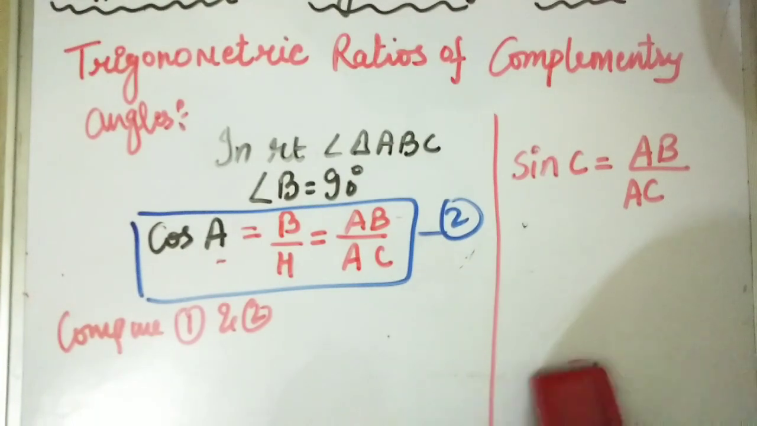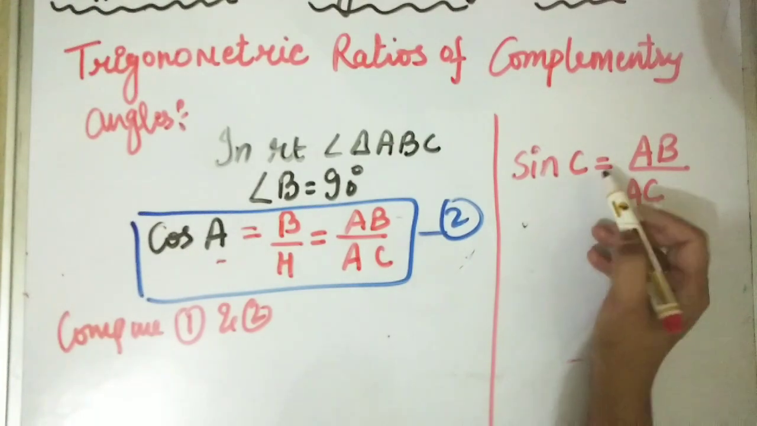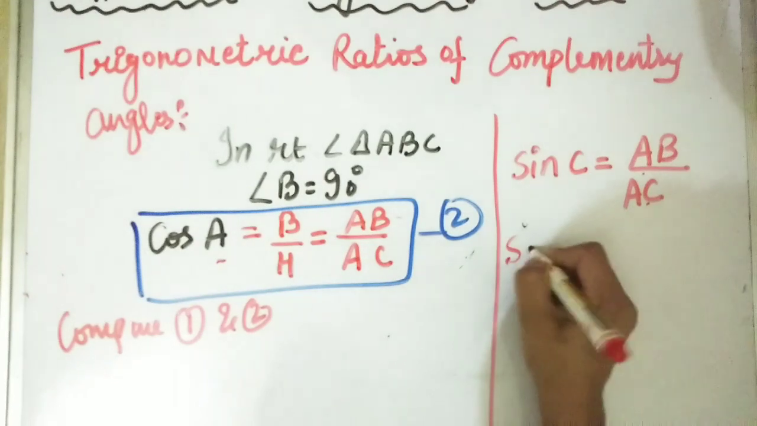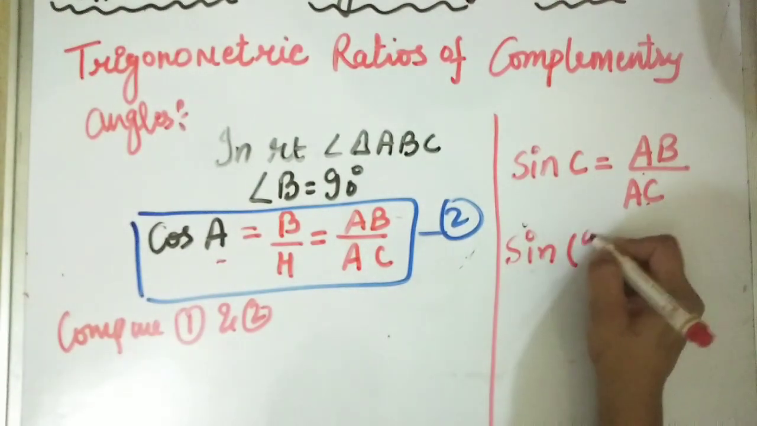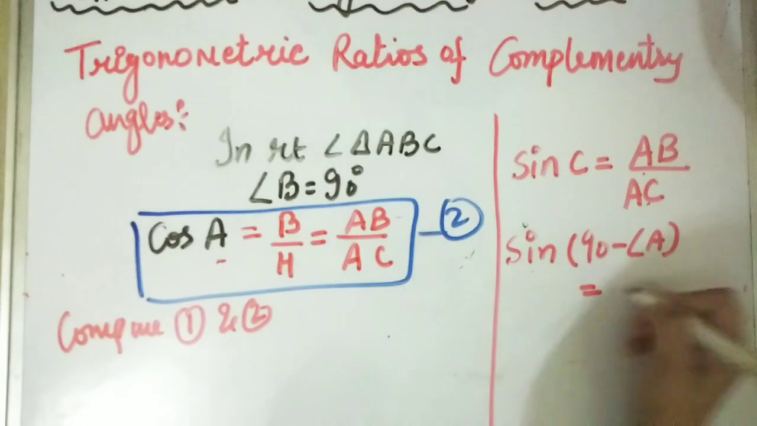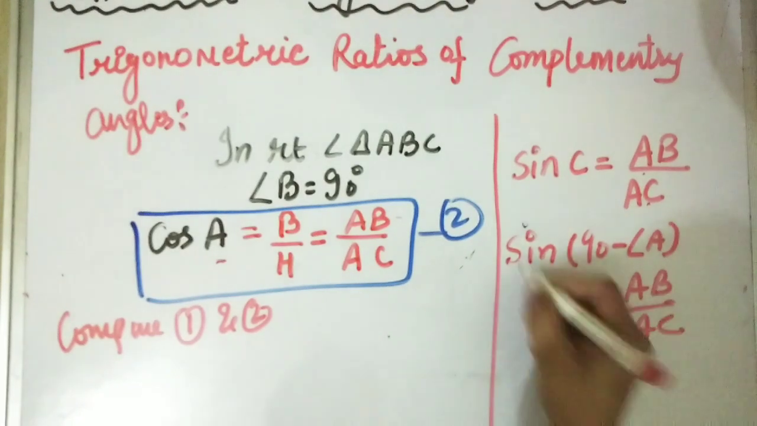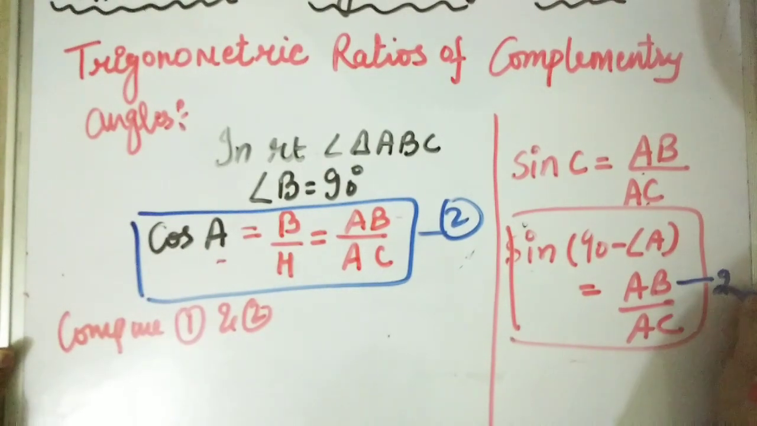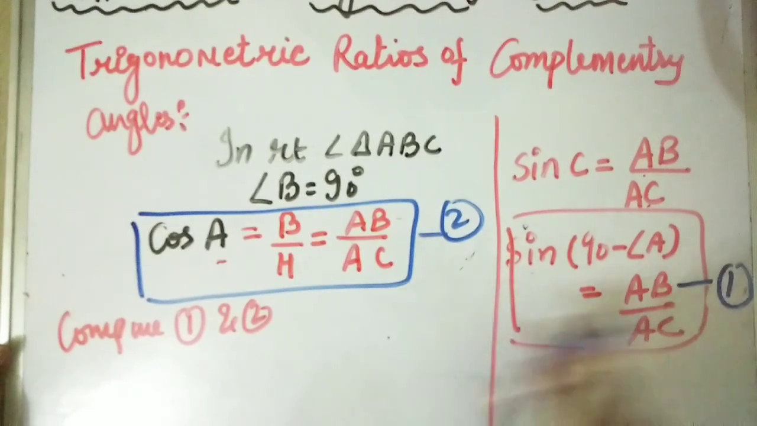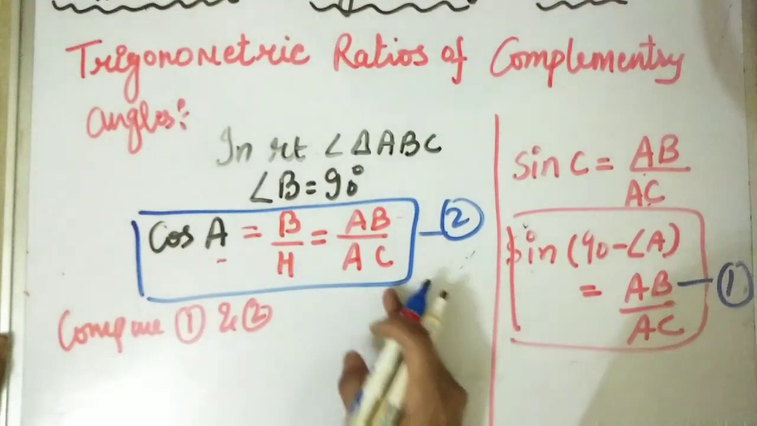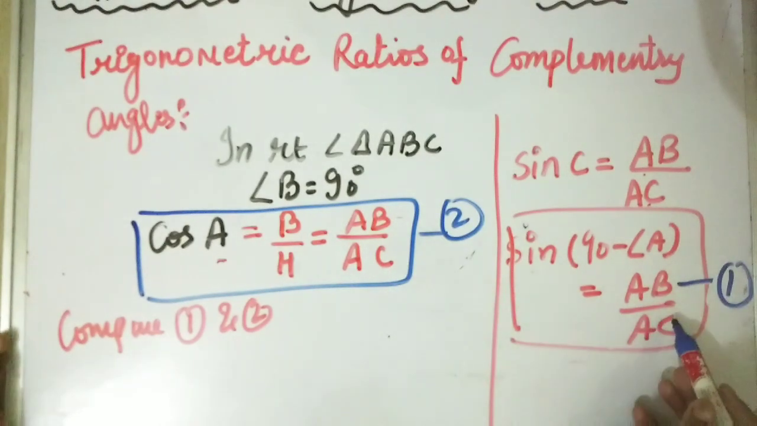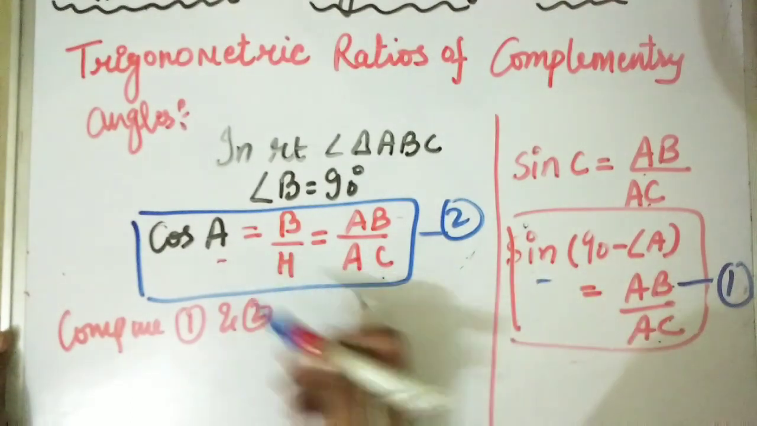Okay. So students, now see, a few minutes back you have written sin C equals to AB upon AC, and then after I put the value of sin C as sin of 90 minus angle A, it is equal to AB upon AC. So we are getting a very extremely important result. I am going to conclude from 1 and 2. Comparing 1 and 2, you are observing the right side is exactly the same, AB upon AC, AB upon AC. So it means left side will be equal to left side.